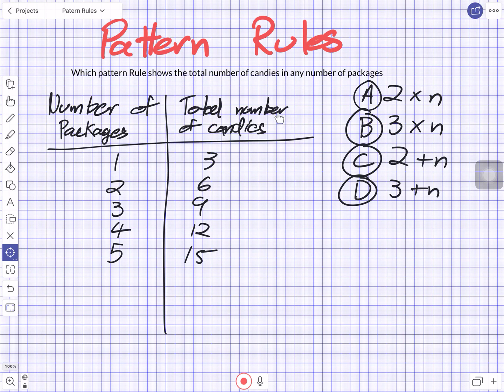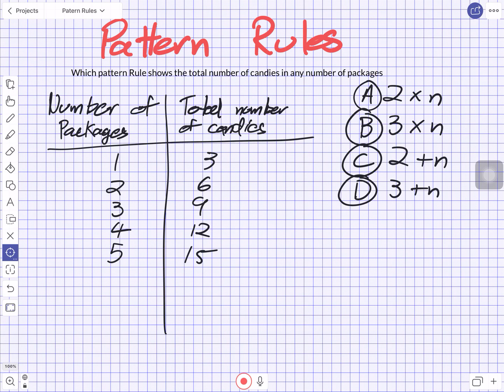So here's our question. They've given us a table, and they've given us 4 different answers. So in order to figure this out, we can try to piece together from reading it what it is they want. But another way we could do this, if we're unsure about what the question is asking, is we can test pattern rules. And a pattern rule is like an equation that helps us build this table.